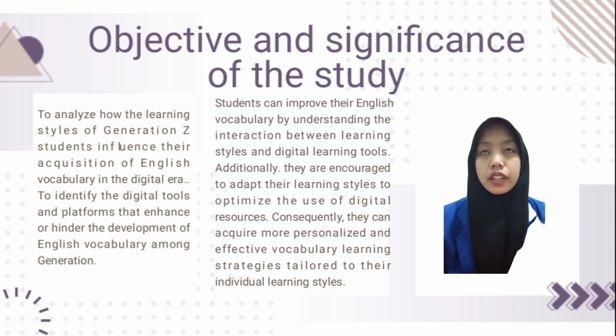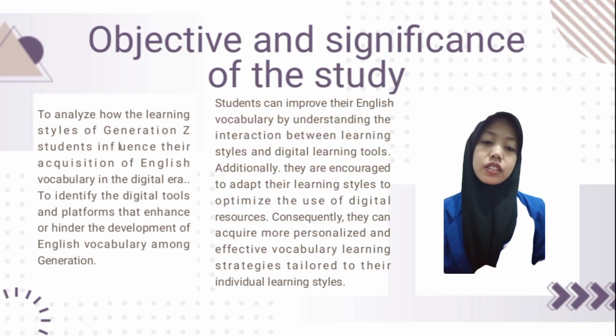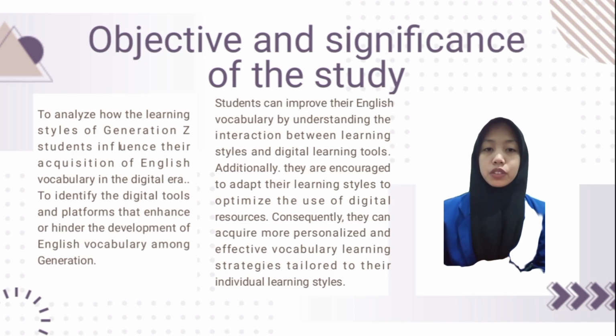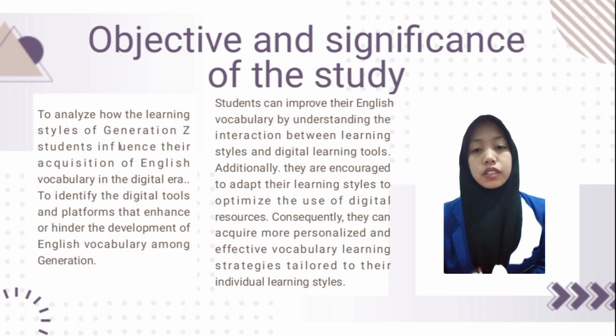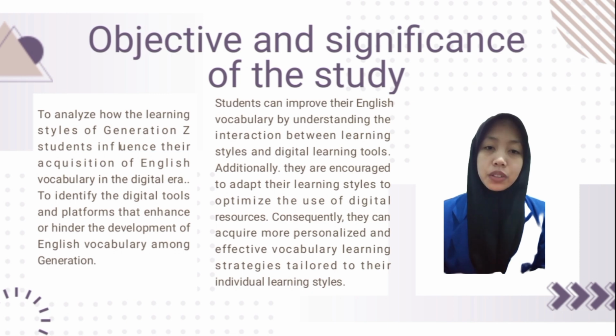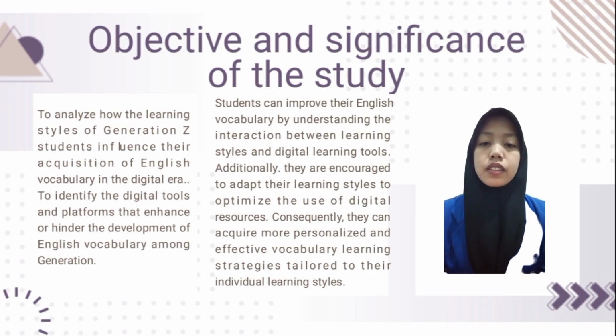To analyze how the learning styles of the Generation Z students influence their acquisition of English vocabulary in the digital era, and to identify the digital tools and platforms that enhance or hinder the development of English vocabulary among Generation Z. Students can improve their English vocabulary by understanding the interaction between learning style and digital learning tools. Additionally, they are encouraged to adapt their learning styles to optimize the use of digital resources. Consequently, they can pursue more personalized and effective vocabulary learning strategies tailored to their individual learning styles.